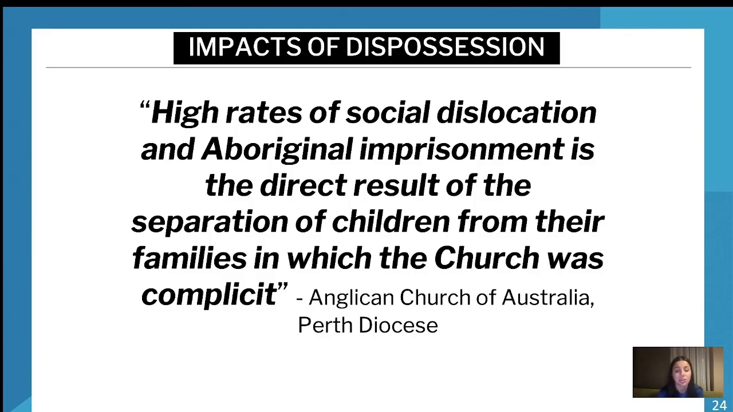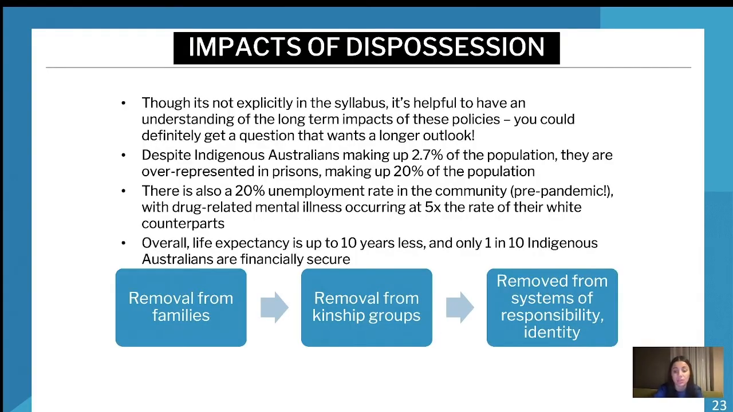We've got this quote from the Anglican Church of Australia where they've said high rates of social dislocation and Aboriginal imprisonment is the direct result of the separation of children from their families in which the church was complicit. It is from the Anglican denomination, but it's showing that impact in the present, and how the separation and dispossession was the catalyst for this social dislocation and Aboriginal imprisonment. And these statistics and this overrepresentation today all comes from this separation and removal from families, kinship, and from identity.